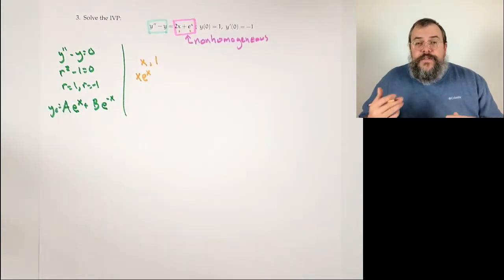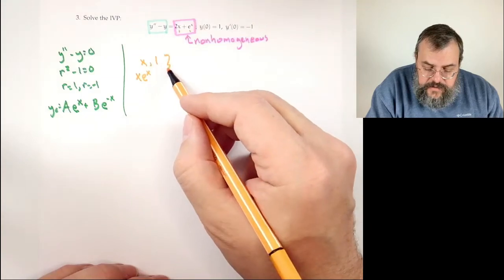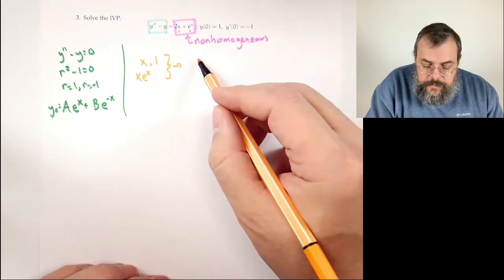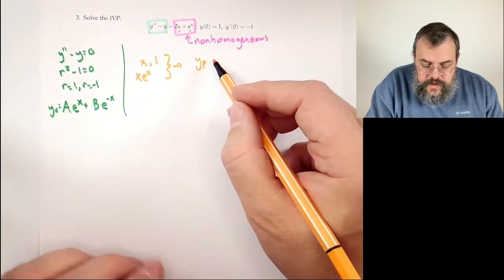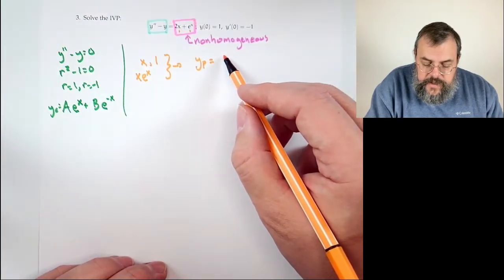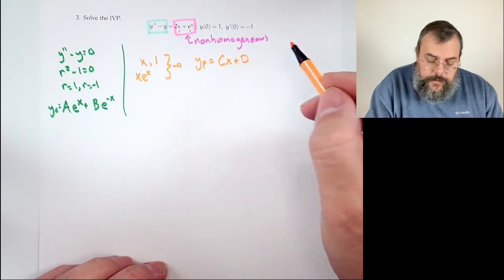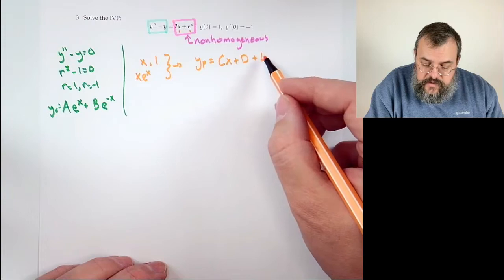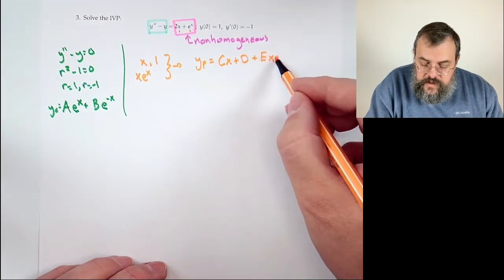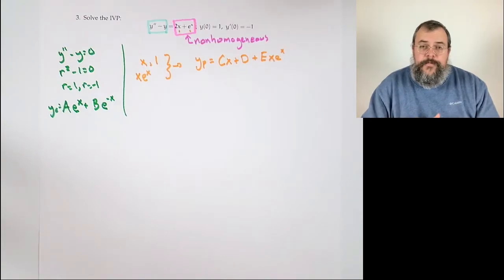So what does this translate into? Well, what it translates into is that these pieces are going to make up our particular form. We already have A, B, so we'll keep working our way up our alphabet. So there's some constant times x, some constant times 1, and some constant times x e^x. So that's what our particular solution looks like.